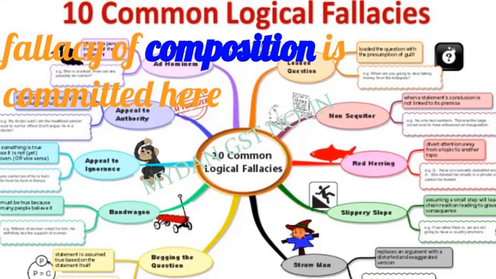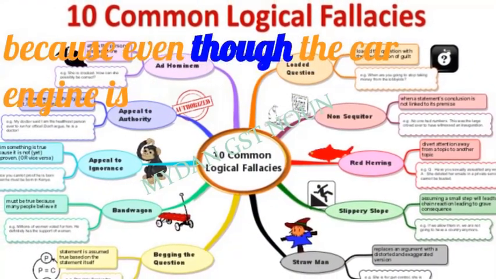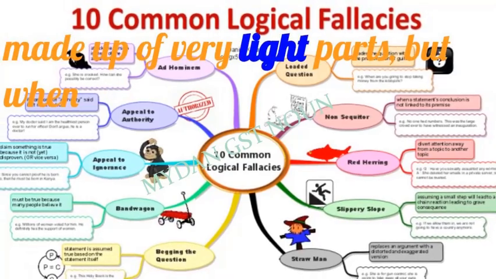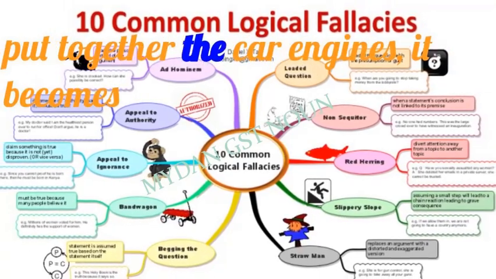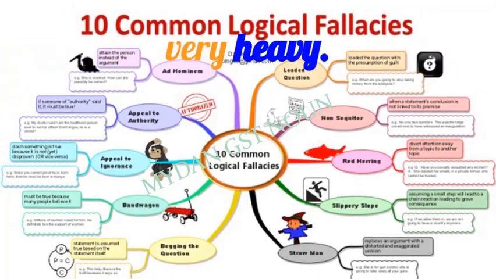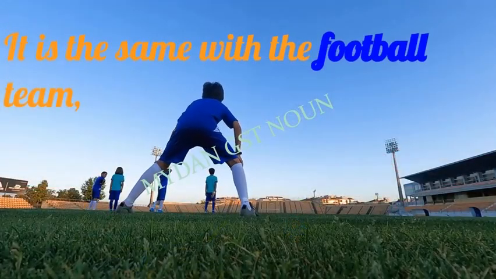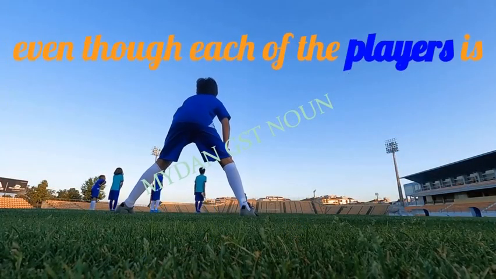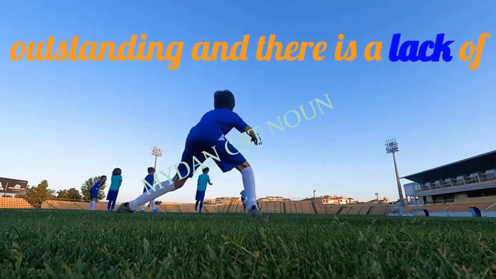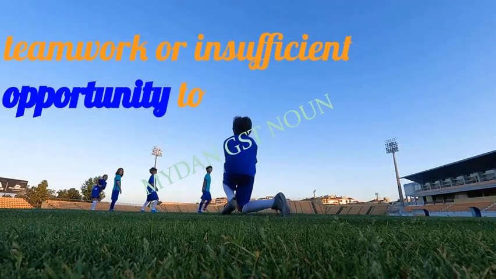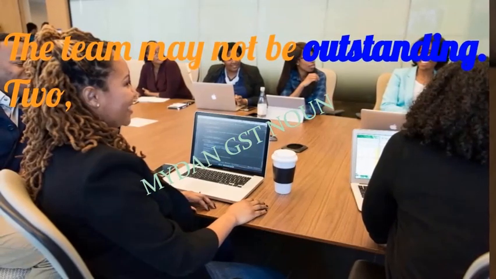The fallacy of composition is committed here because even though the car engine is made up of very light parts, when put together the car engine becomes very heavy. It is the same with the football team. Even though each of the players is outstanding, if there is a lack of teamwork or insufficient opportunity to practice together, the team may not be outstanding.